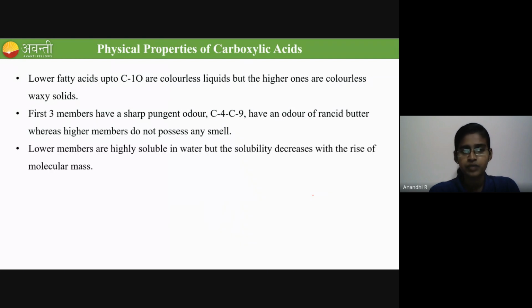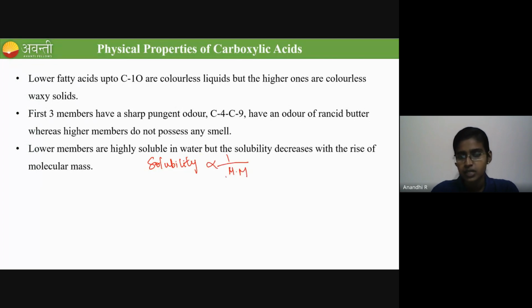Okay. And coming to the solubility, lower members are highly soluble in water. That is, you can take till carbon number 4: methanoic acid, ethanoic acid, propanoic acid and butanoic acid. Till 4 carbons, they are soluble in water. But the solubility decreases with the rise of molecular mass. So what is the relation between solubility and molar mass? Solubility is inversely proportional to molar mass.